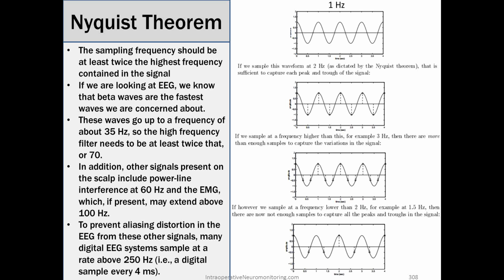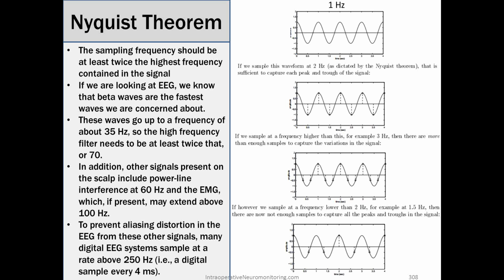If we're looking at EEG, we know that the beta had the fastest waves that we are concerned about in the operating room, at least. These waves have a frequency that goes up to 35 Hz, so the high frequency filter would need to be at least twice that, or 70. In addition, other signals present on the scalp would include power line interference at 60 Hz and the EMG, which if present may extend above 100 Hz. So that filter will do well to get rid of those faster frequencies.